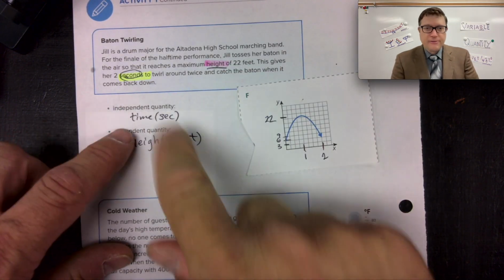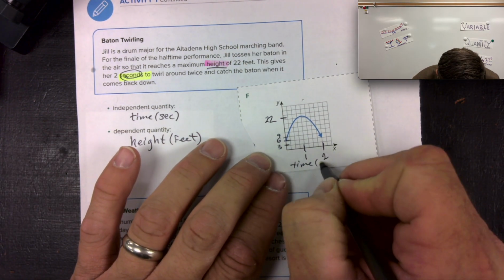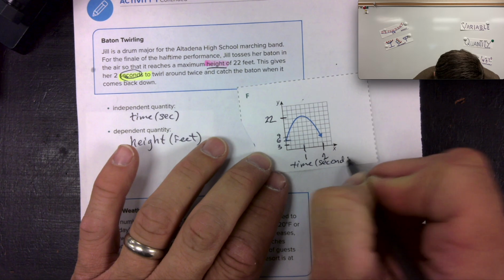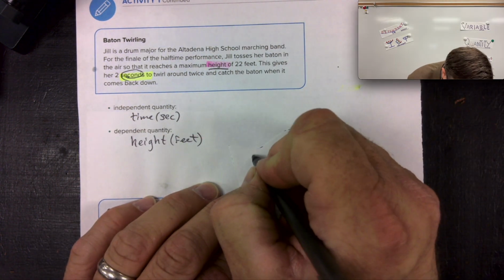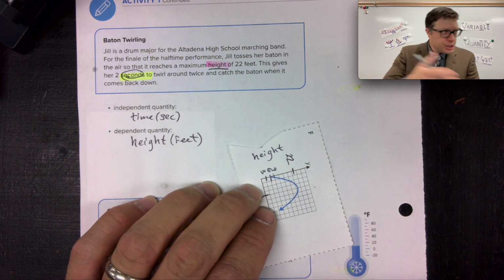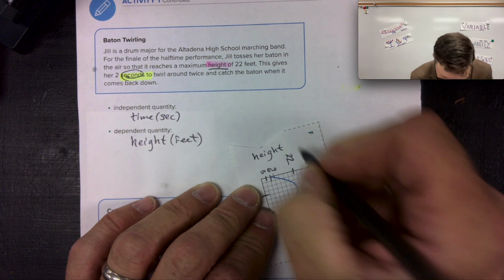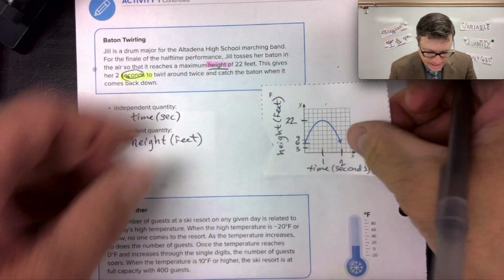Those 2 pieces of information go on the graph. So I'm going to put time in seconds. I decided to spell out seconds here for some reason. And then I'm going to put height of the baton when Jill twirled it in feet. Okay, I'm going to glue that down here in a minute.